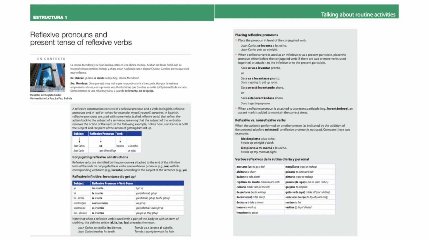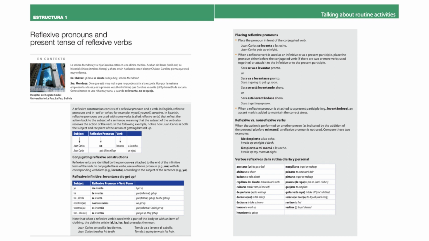Now, some verbos reflexivos de la rutina diaria y personal are as follows. Acostarse, which is a stem changing verb, to go to bed, afeitarse, to shave, bañarse, to take a bath, cepillarse los dientes, to brush one's teeth, cuidarse, to take care of oneself, despertarse, to wake up, which is another stem changing verb, dormirse, to fall asleep, another stem changing verb, ducharse, to take a shower, lavarse, to wash up, and levantarse, to get up, etc.